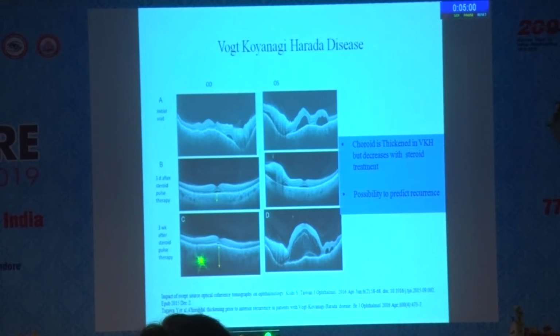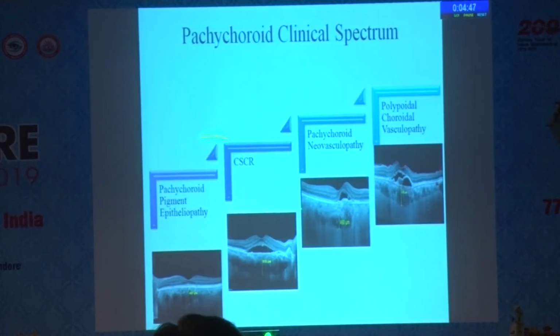But as you can see down further, the choroidal thickness comes back. So probably these are the situations where choroidal thickness really helps you. Okay, now the recurrence is going to come in this particular eye, so you can treat them. And again, pachychoroid, again, the choroid has a really, really important role.